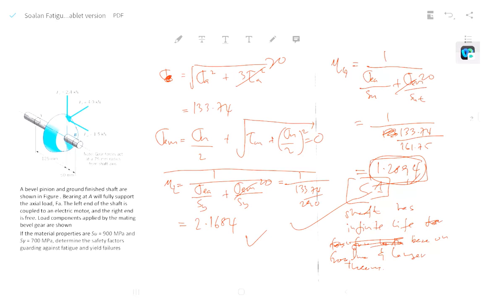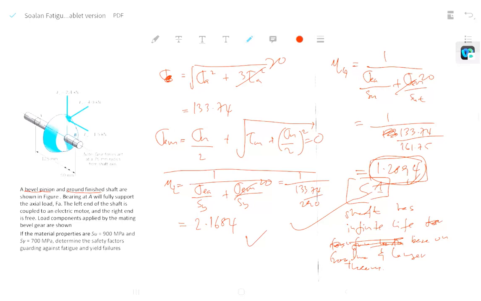The bevel pinion and ground finish shaft. The bevel pinion means types of gear. Pinion is normally the smaller gear. Bevel is a type of gear that has some angles. Ground finish shaft means the material finish of the shaft.